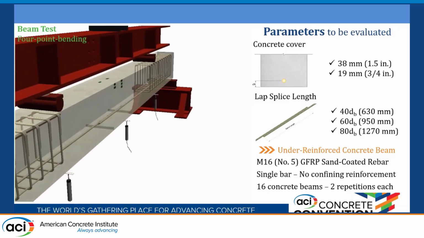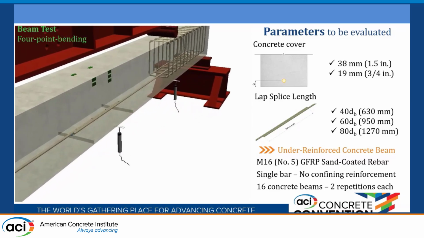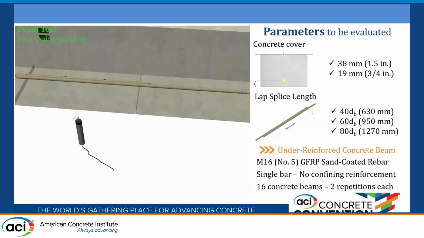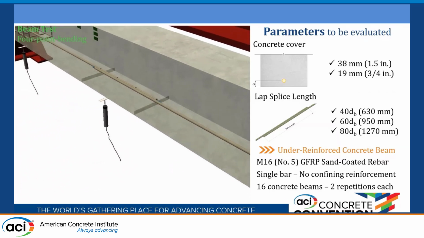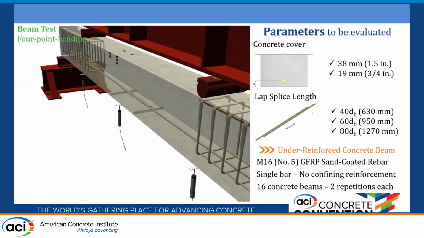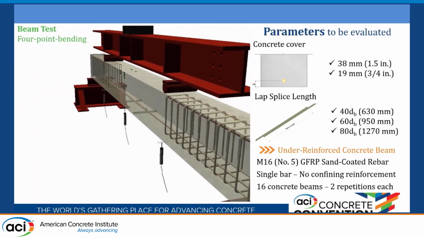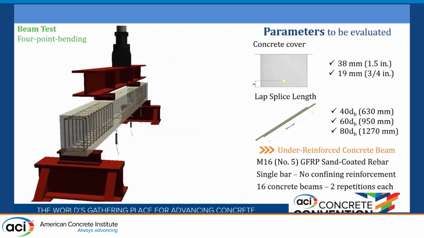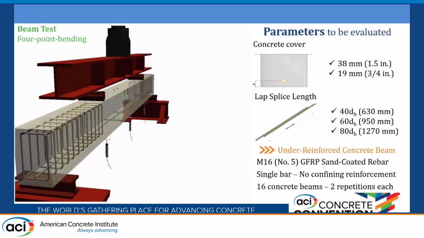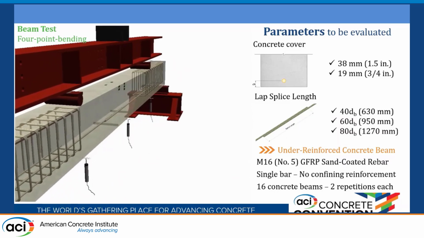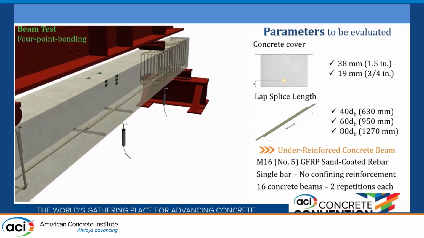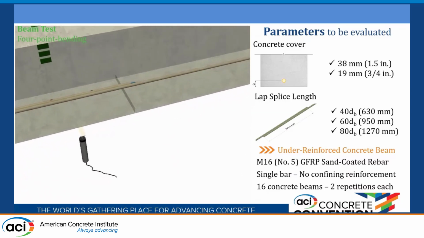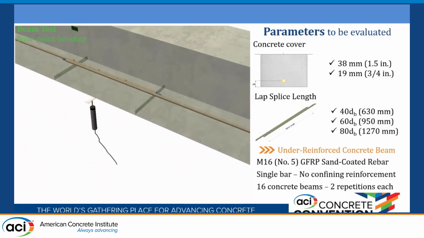You know that with FRP you could design an over-reinforced concrete beam. We went with number 5 sand-coated GFRP rebars. Only a single rebar would be considered for an under-reinforced concrete design, so we decided to put 2 rebars. We are going to have an over-reinforced concrete beam. 16 concrete beams were tested with 2 repetitions of each combination in order to minimize the variability in test setups, since maybe during construction the concrete changes. So we made 2 repetitions of each combination.